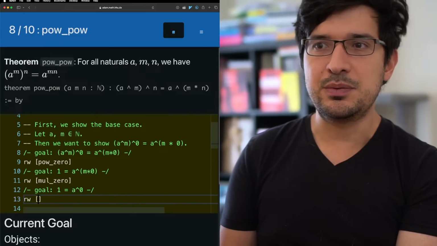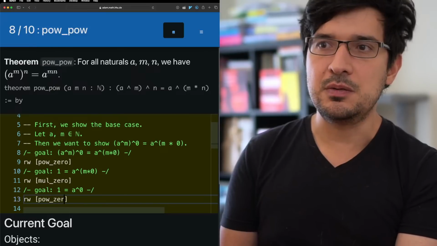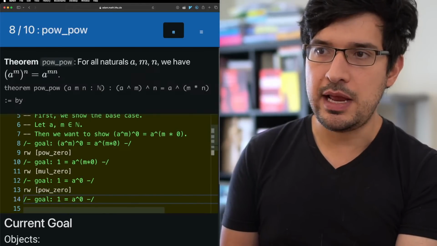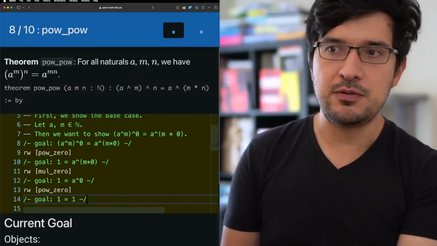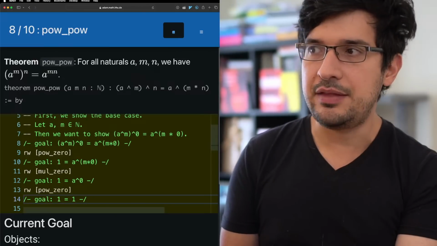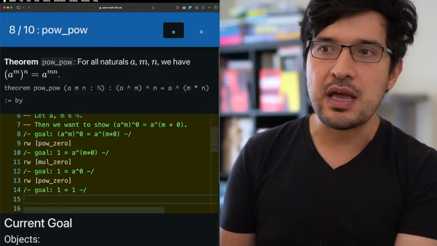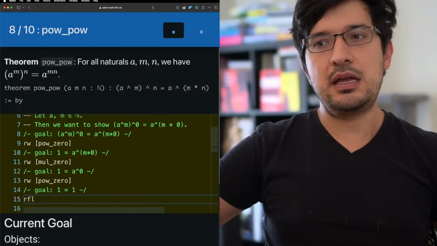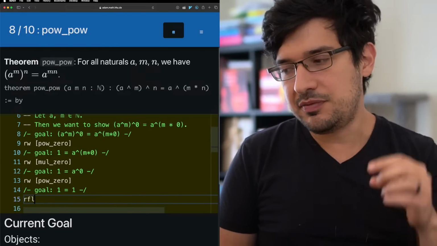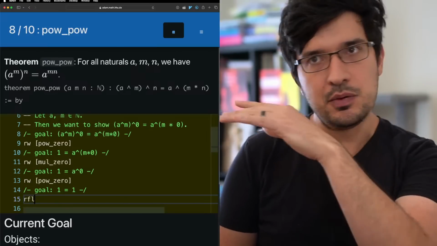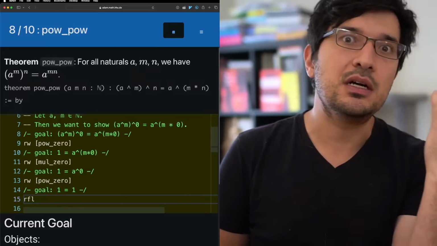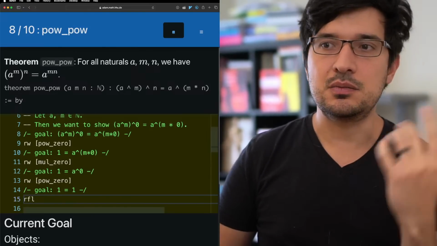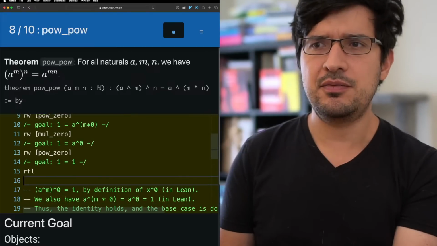And now we can rewrite with pow 0, and our goal transforms to anything raised to the 0 is 1 for any natural number as the base. And now we say rfl, which means the left-hand side equals the right-hand side. Like in proofs, you often say that, thus LHS equals RHS, and we're done. Therefore, that's what rfl means. It means reflexivity, something of that form.